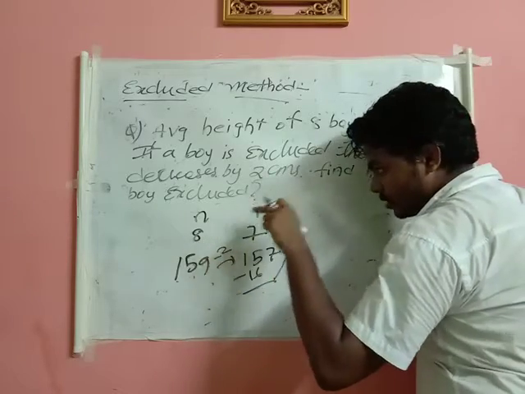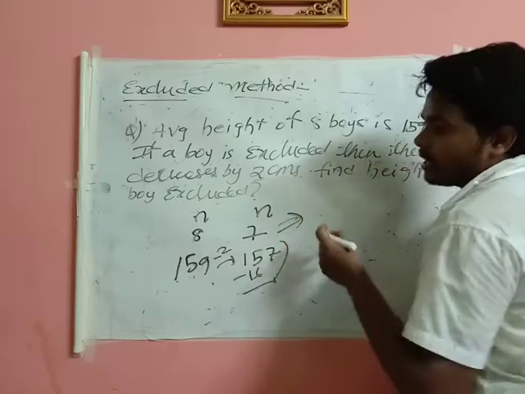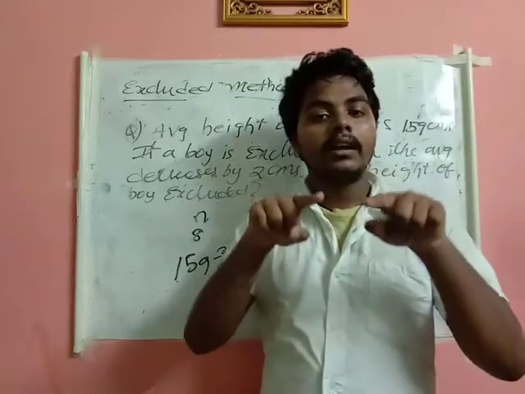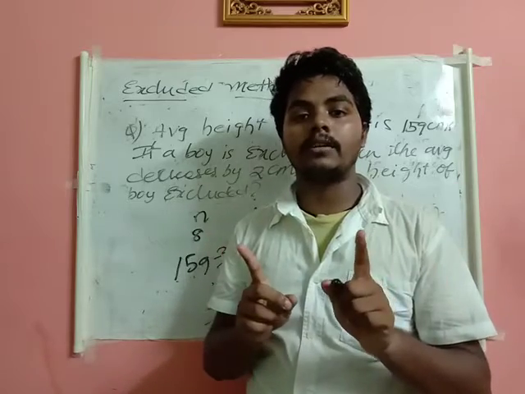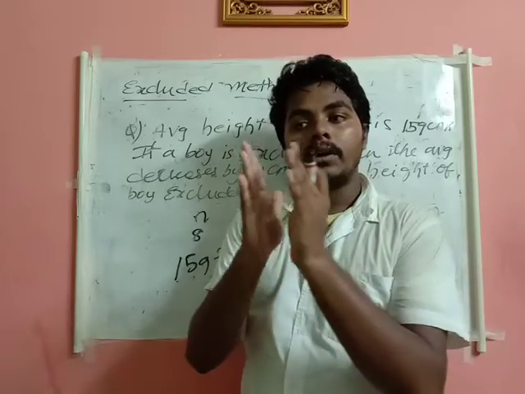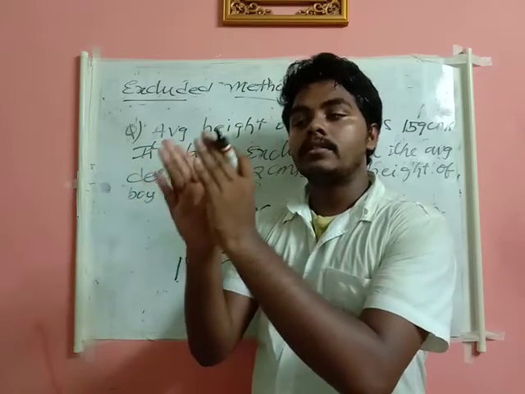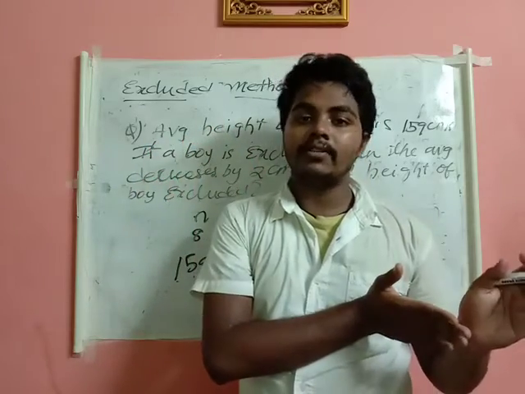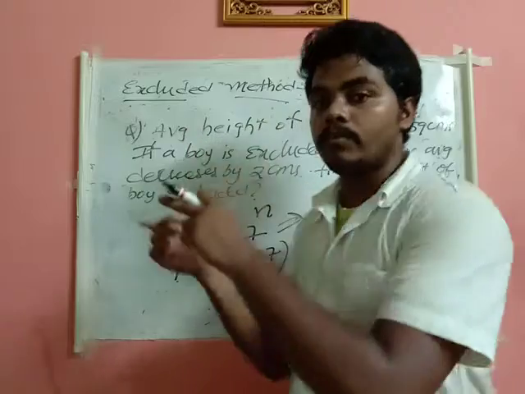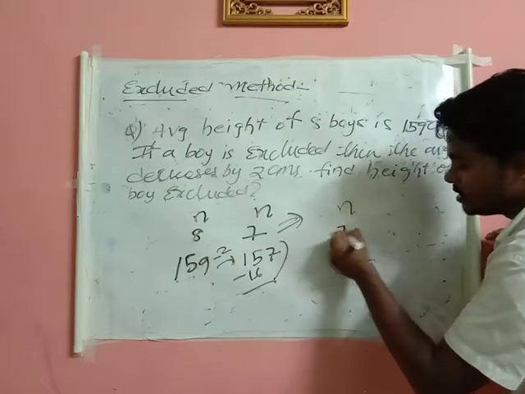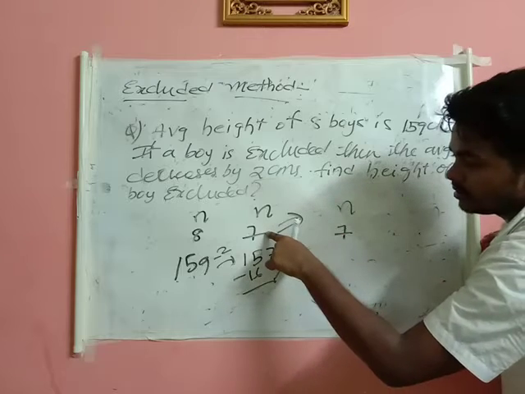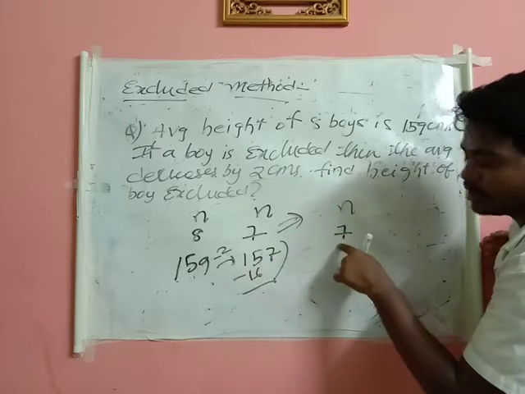But we will not be doing this. We will not be having any shortcut for the excluded method. Whatever we are going to find in the excluded method, you just convert it into the included method, right? So how will we convert this to the included method? See, initially how many boys are there? 7 boys are there, because here 7 are left after excluding, so included 7.